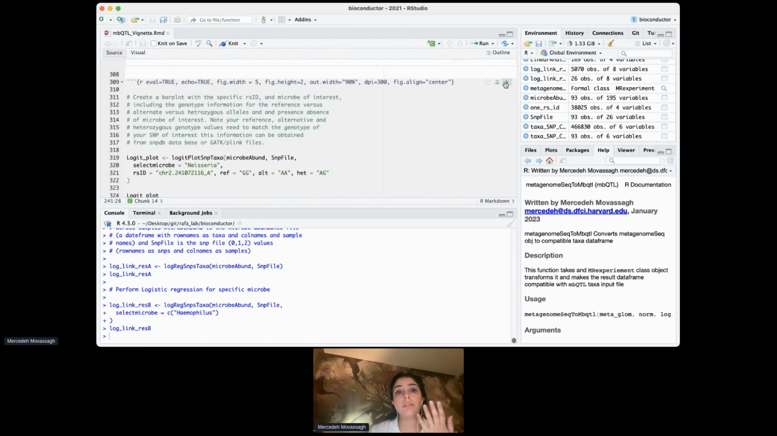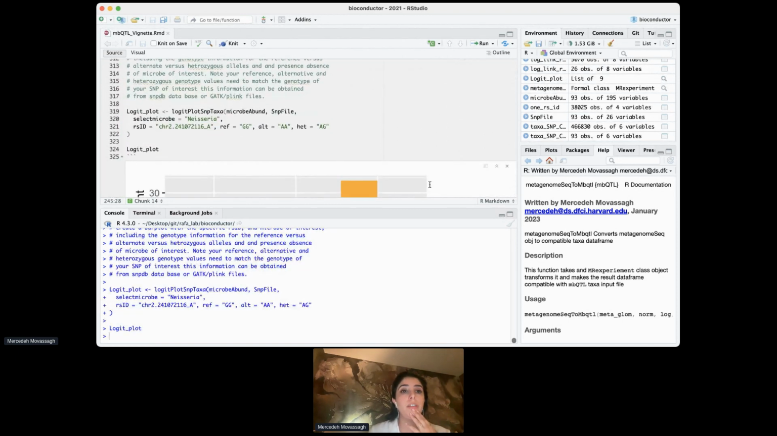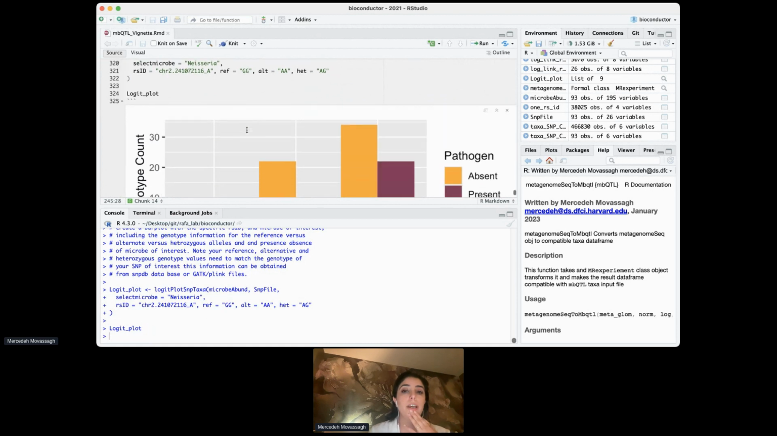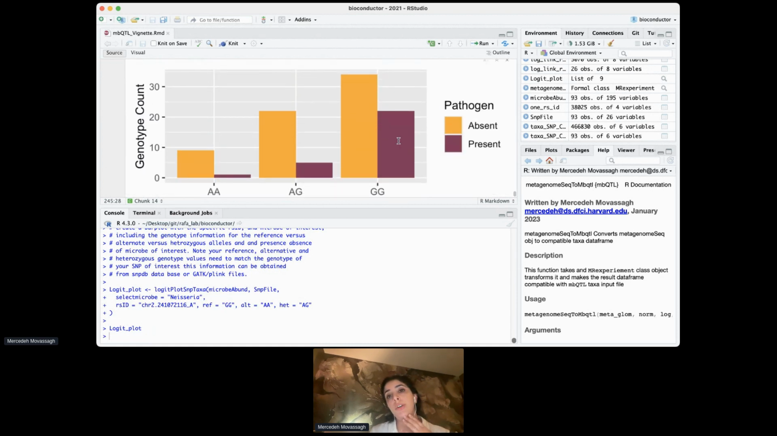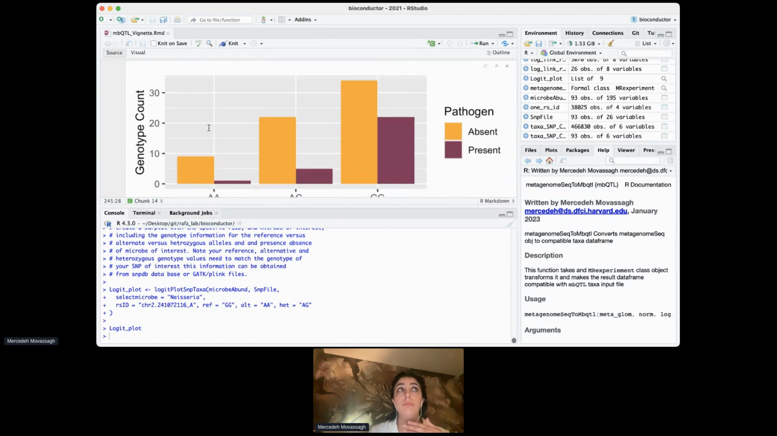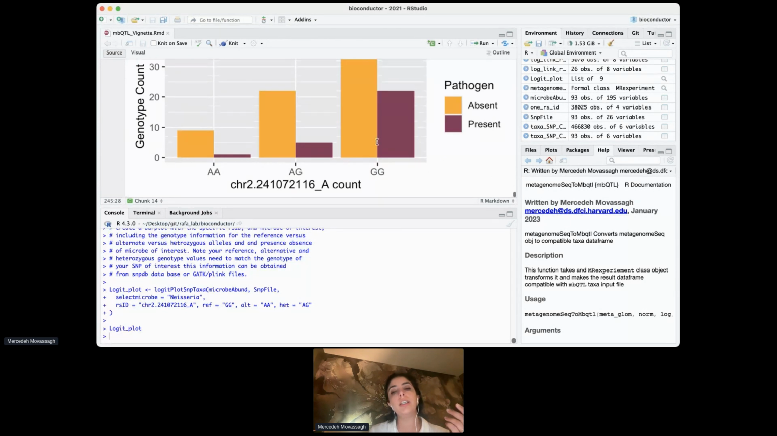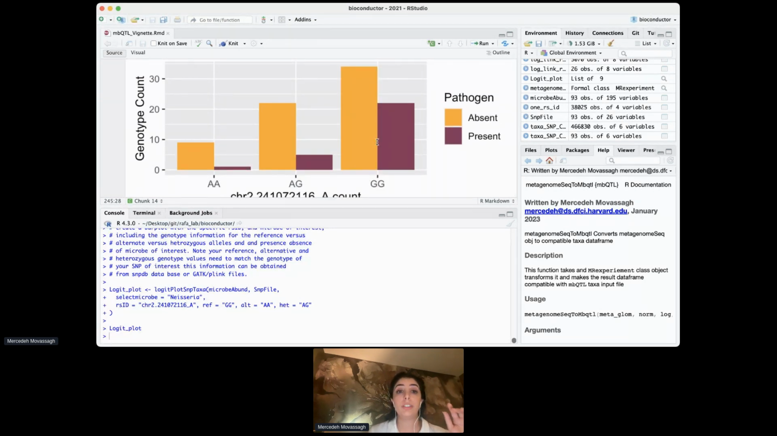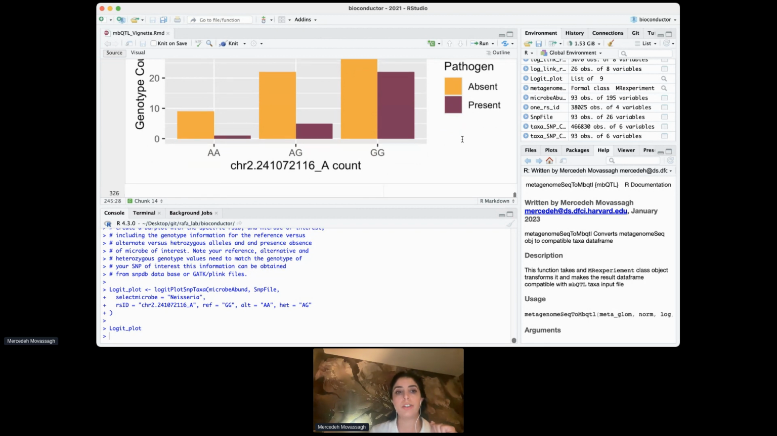And you can easily plot this with the function for plotting SNP taxa. So again, pathogen absence, pathogen presence, you could name whatever you want. We are asking for this particular SNP, but you could put any SNP that you want, as long as it matches your SNP name. And then it would show the alleles and what is the difference between presence and absence of that particular pathogen.